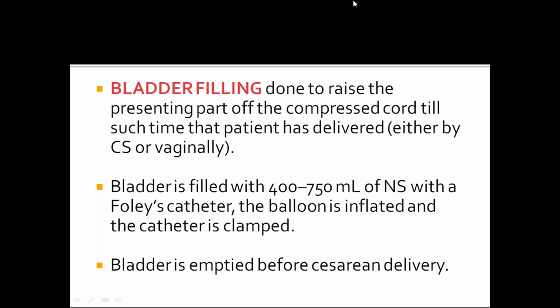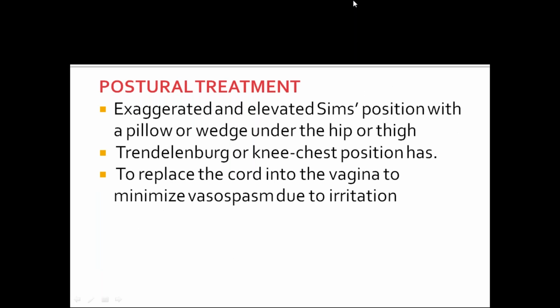So what to do? The bladder is to be filled with 400 to 750 ml of normal saline with a Foley's catheter. The balloon is inflated and the catheter is clamped. So we fill the bladder with 400 to 750 ml of normal saline, clamp the catheter, and the bladder is emptied before cesarean section or before the time of delivery.